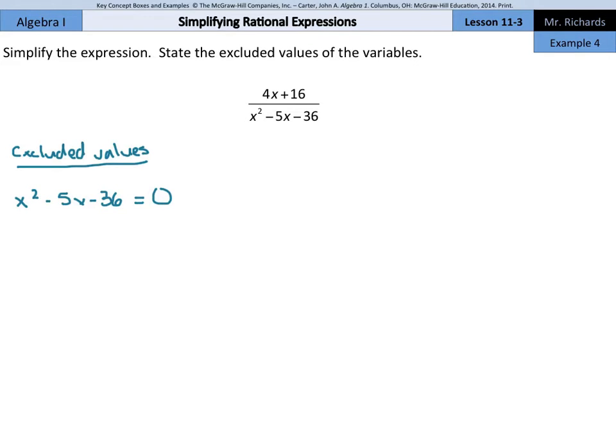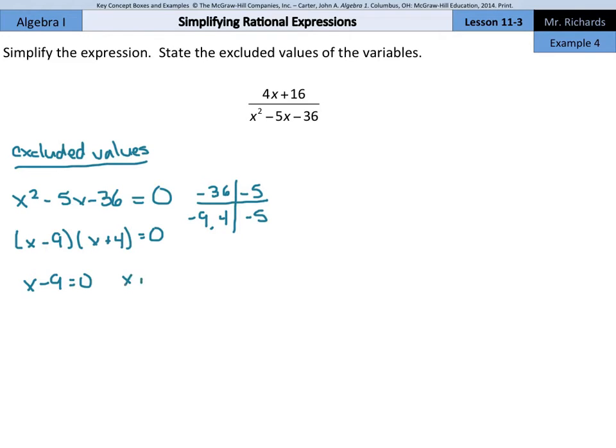We need to factor the expression x squared minus 5x minus 36 now, and if we look at a number that multiplies to be negative 36 with a sum of negative 5, we could use the numbers negative 9 times 4. That multiplies to be negative 36 with a sum of negative 5, and so this becomes x minus 9 times x plus 4 equals 0. And using the zero product property, x minus 9 equals 0 and x plus 4 equals 0. Add 9 to both sides and x equals 9. Subtract 4 from both sides and x equals negative 4. So we're going to have excluded values here of 9 and negative 4.